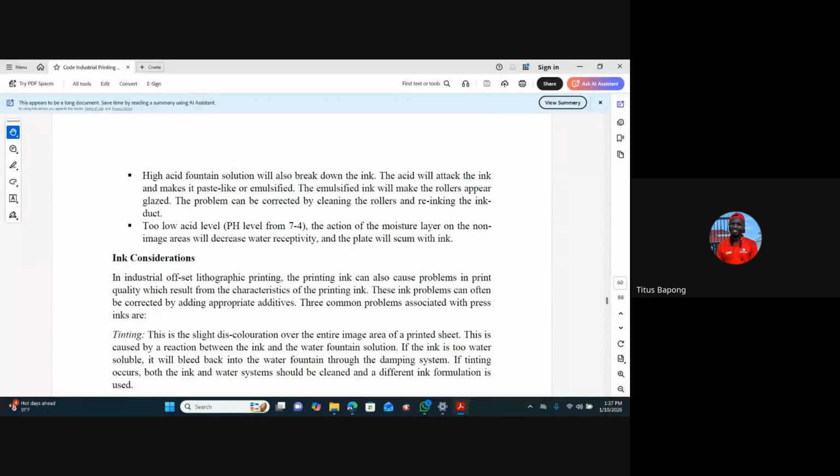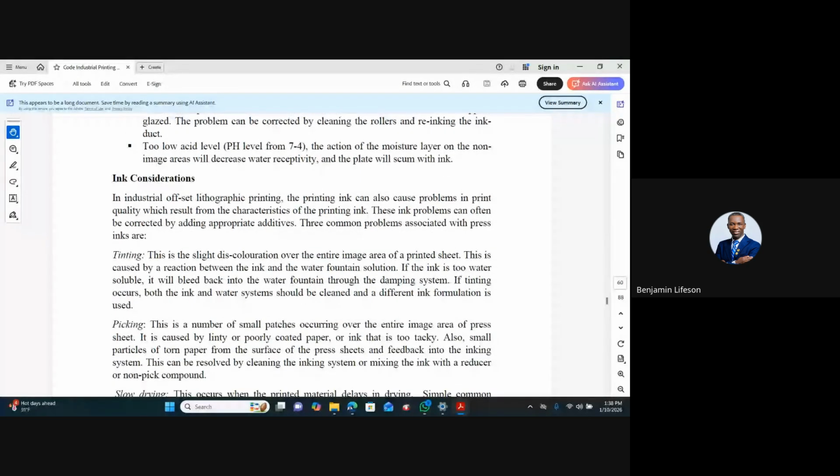Too low an acid level, that is a pH level from 7 to 4, the action of the moisture layer on the non-image area will decrease water receptivity, and the plate will scum with ink.